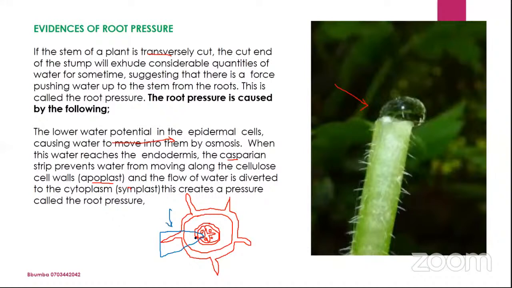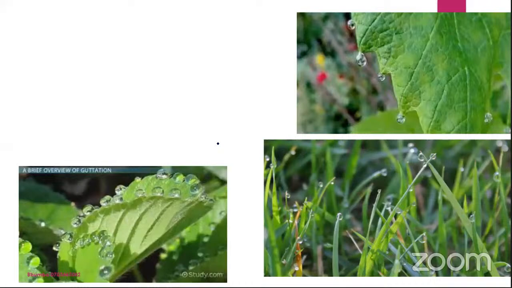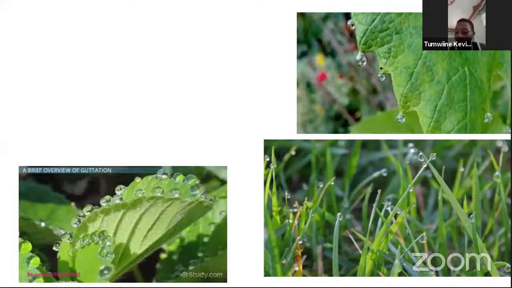Now, root pressure is created when you reach the endodermis. These endodermis have a Casparian strip. The water moving via the apoplast pathway does not enter the xylem. I don't want to over-repeat myself. That is what creates the root pressure as water moves up. And then I think you've woken up one morning and met the grass so wet.